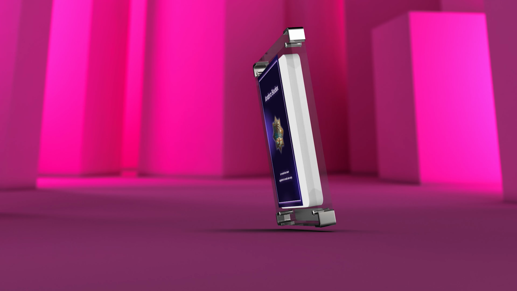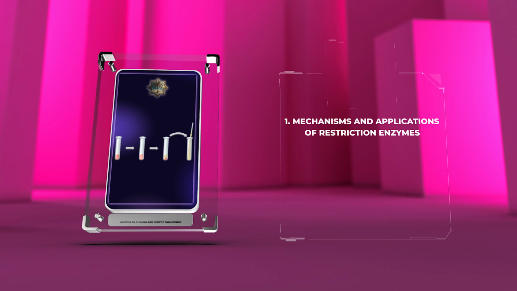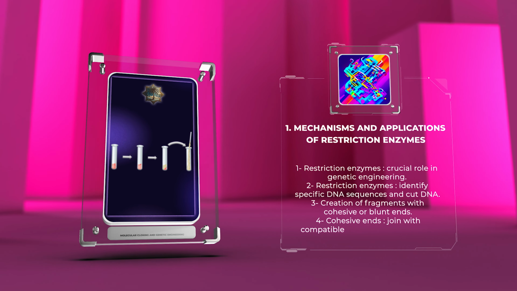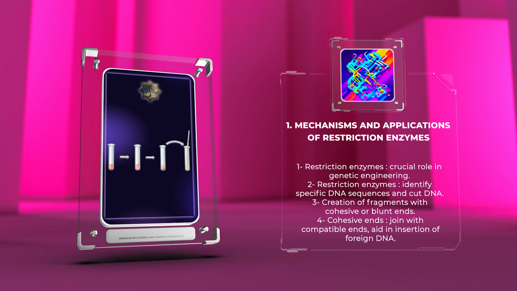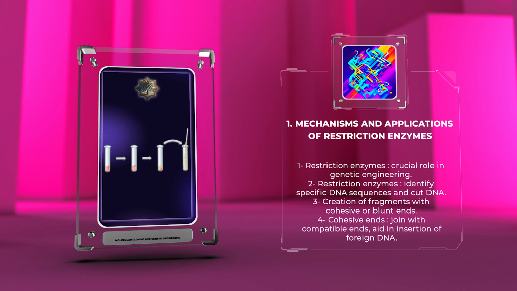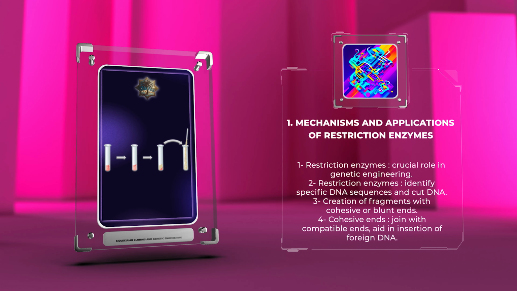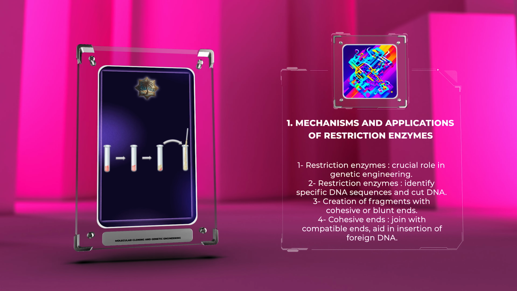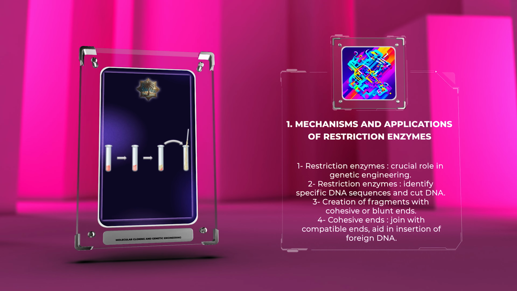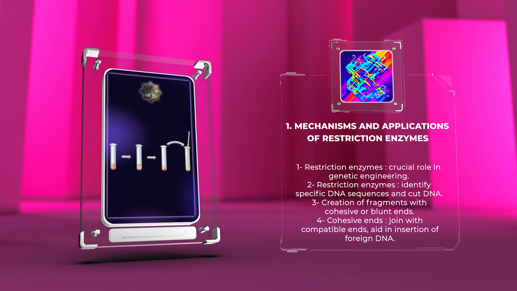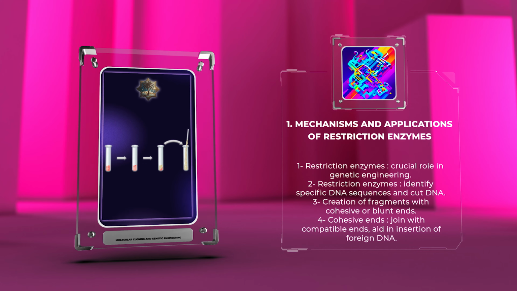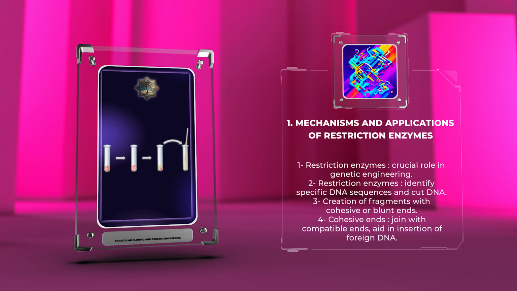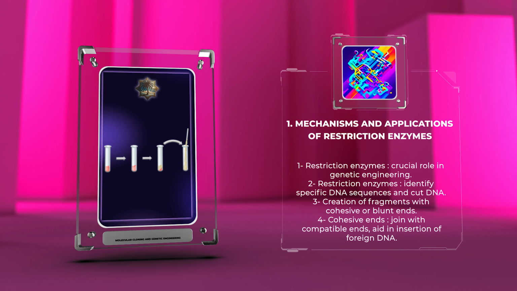In this section, we will discuss the importance of restriction enzymes in genetic engineering. These proteins play a crucial role in identifying specific DNA sequences and cutting the DNA at those locations. This enables the creation of fragments with cohesive or blunt ends. Cohesive ends can join with compatible ends, aiding in the insertion of foreign DNA into plasmid vectors. Blunt ends, on the other hand, are unable to form hydrogen bonds, making them useful for certain applications.